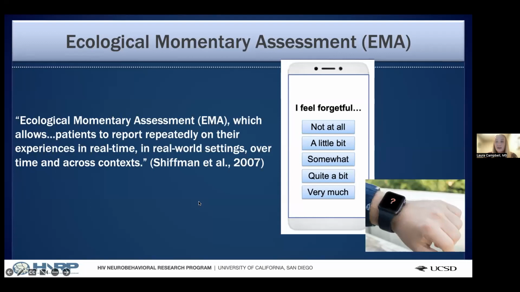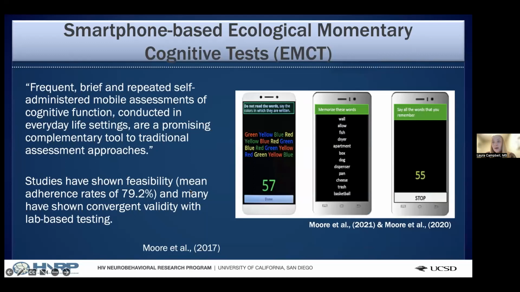So first, EMA. I'm going to guess many of you know what EMA is, but it essentially allows participants to repeatedly report on their experiences in real time, in real world settings, over time and across settings. So we can get a lot of information in a real world setting. Building upon this and integrating objective measures into EMA, we get ecological momentary cognitive testing. So these are frequent, brief, and repeated self-administered mobile assessments of cognitive function conducted in everyday life settings, and have shown to be a promising complementary tool to traditional assessment approaches.